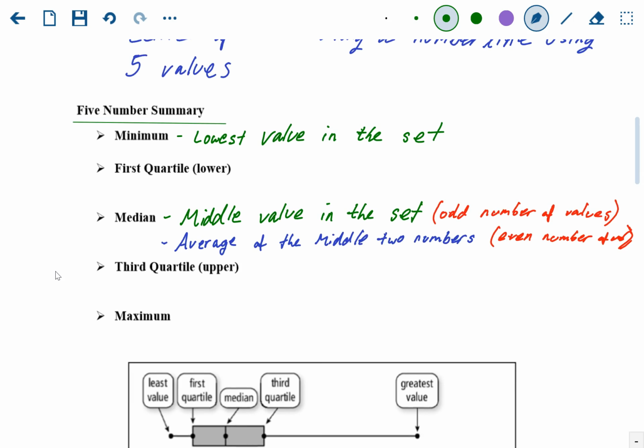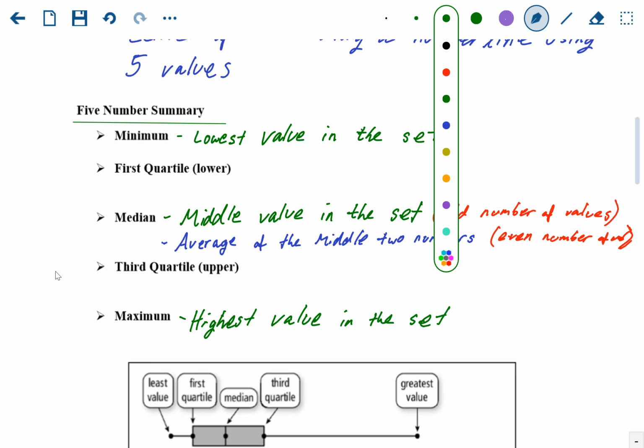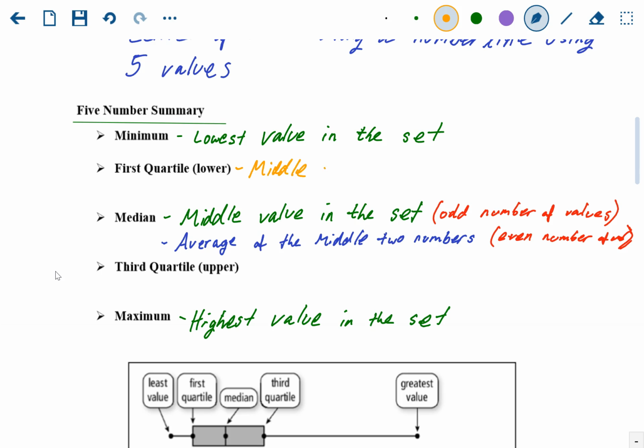And then the maximum, again, should be fairly obvious. The maximum is the highest value in the set. All right, so what about these 2 that we skipped? The first quartile, also called the lower quartile, is the middle number, the middle value, of the lower half of your set.